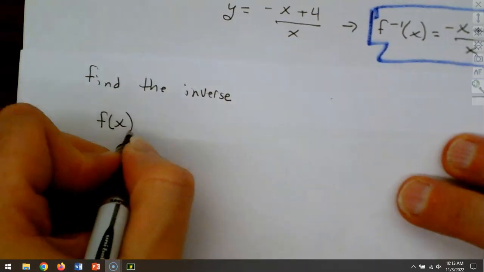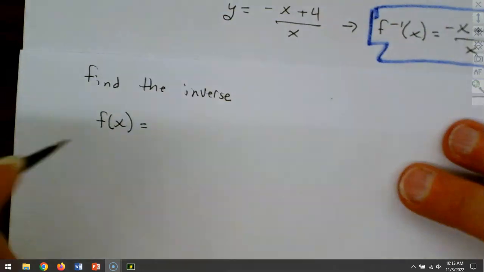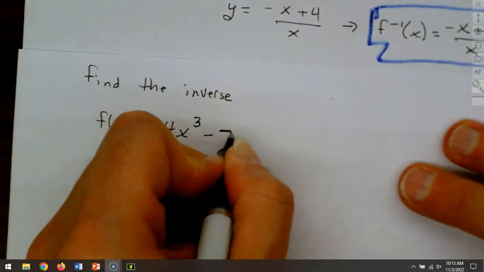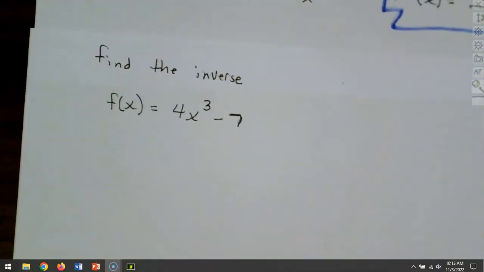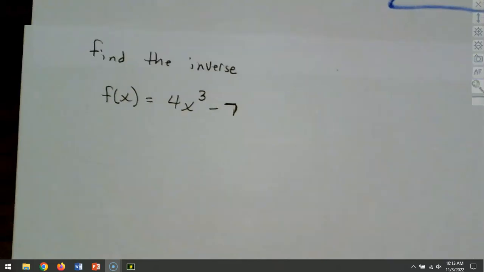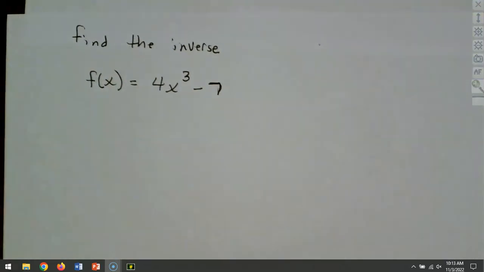What about we have f of x equals, how about 4x cubed minus 7? Okay, so we want to find the inverse here. So what do we do first? Does it have an inverse? Yes. What does not have an inverse? A square. Now, the square won't have an inverse unless they restrict the domain. So this one has an inverse.